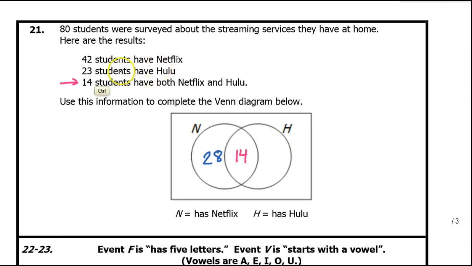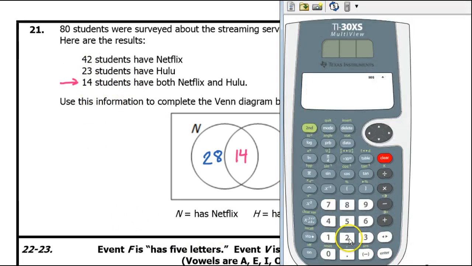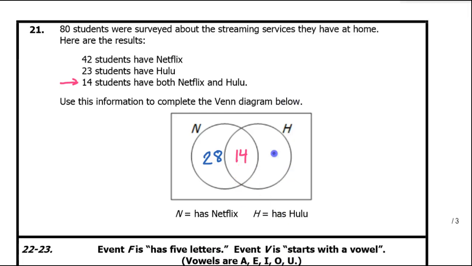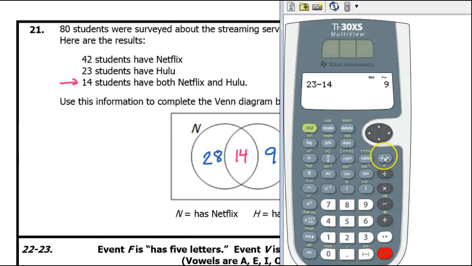Similarly, let's talk Hulu. 23 students have Hulu. We've already written down 14. So how many students are left for this section over here? You have to say 23 minus 14. That is 9. So that's why we have 9 here. Another common mistake is stopping here. Don't stop here. We need to know the number that goes in this corner because there are 80 students. And so far we have 28 plus 14 plus 9.